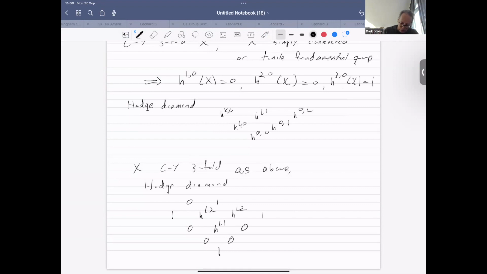And so the next row is H11, 0, 0, 0, and 1. Sorry, that got a bit small. So there's a symmetry about the vertical axis and about this axis here. So there are really only two numbers you have to worry about when you're talking about a Calabi-Yau threefold, either from this information here or from the symmetries.